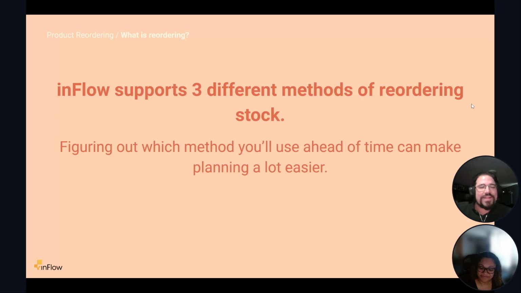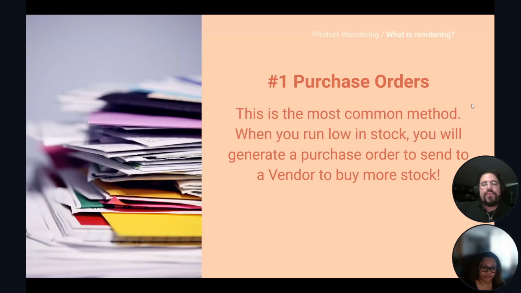So inFlow supports 3 different methods of reordering stock. Figuring out which method you're going to use ahead of time can really make planning a lot easier. The first type, and this is probably the most common method, is purchase orders. Usually when you're going to run low in stock, you would create a purchase order to send to a vendor to buy more stock and have it shipped to you. But not all businesses work that way.